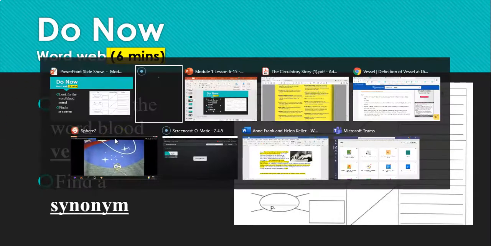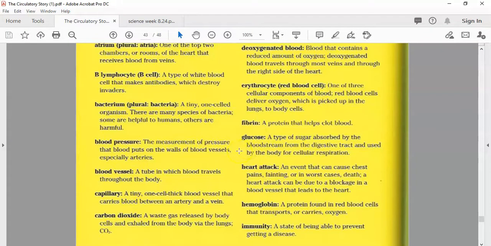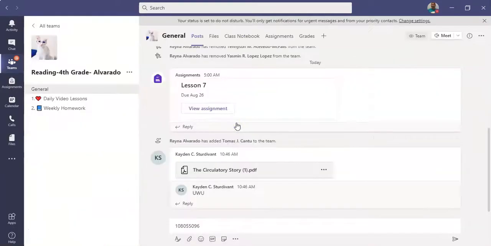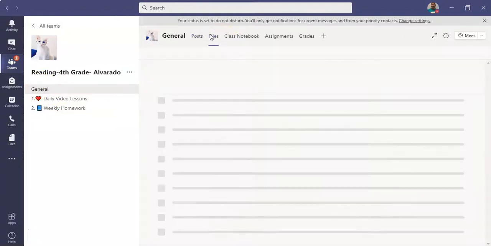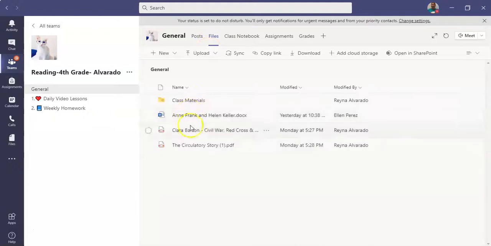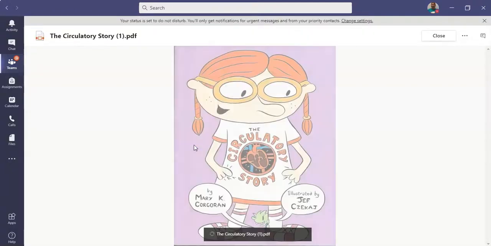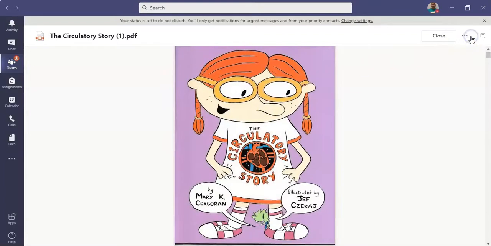So boys and girls, today actually you will go to the book. Remember when you go to Teams, make sure you click on reading class. Make sure you're under the tab that says general and then files. So once you click on files, you'll be able to access the circulatory story, sorry. And here, remember, you can always download, that way you have access to it.